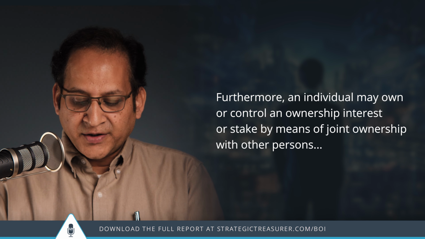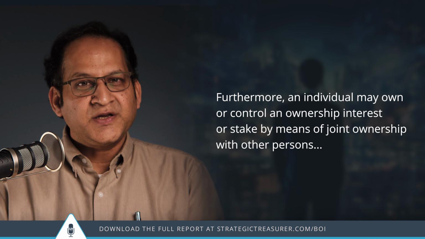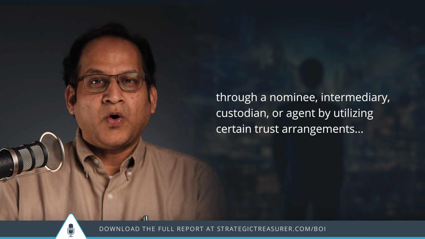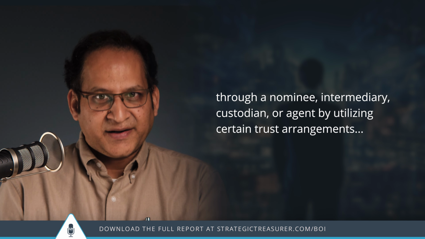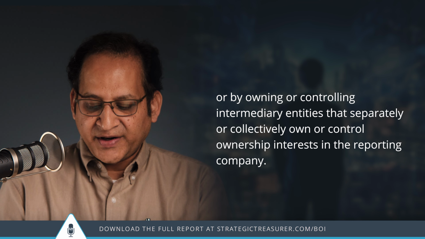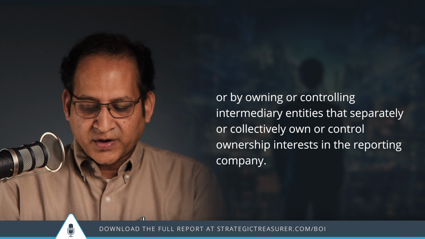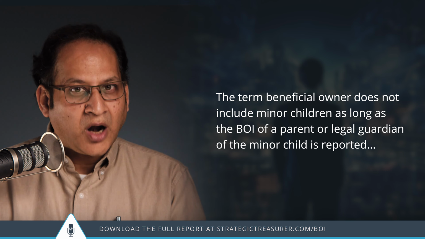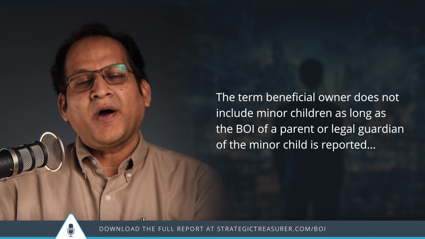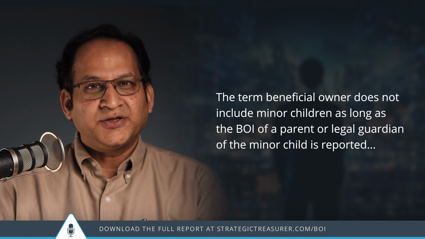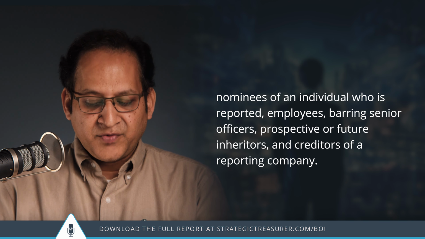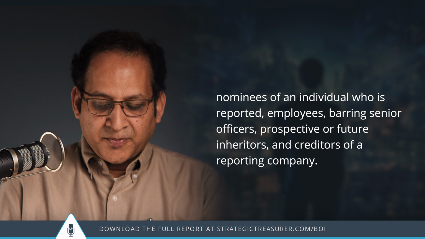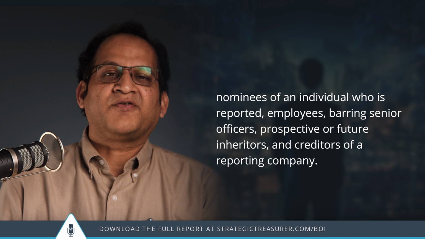Furthermore, an individual may own or control an ownership interest or stake by means of joint ownership with other persons, through a nominee, intermediary, custodian, or agent, by utilizing certain trust arrangements, or by owning or controlling intermediary entities that separately or collectively own or control ownership interests in the reporting company. The term beneficial owner does not include minor children as long as the BOI of a parent or a legal guardian of the minor child is reported, nominees of an individual who is reported, employees barring senior employees or senior officers, prospective or future inheritors, and creditors of a reporting company.